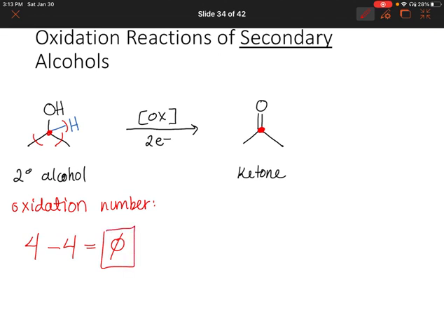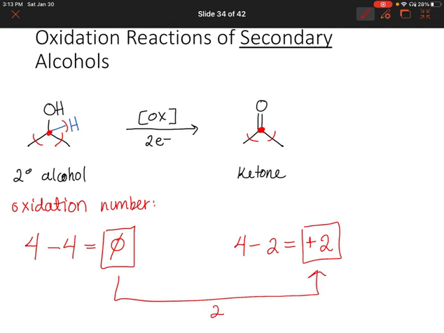Now in the ketone, that carbon only has ownership over 2 electrons. So its oxidation number in the ketone is +2. And that makes sense because that gives us a difference of 2, and we lost 2 electrons.